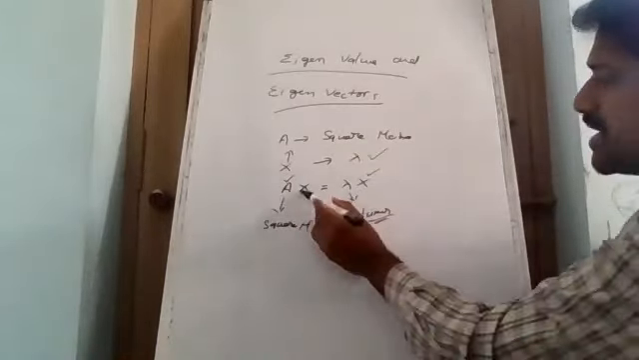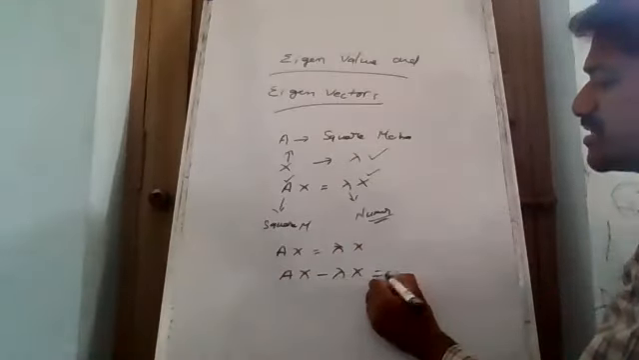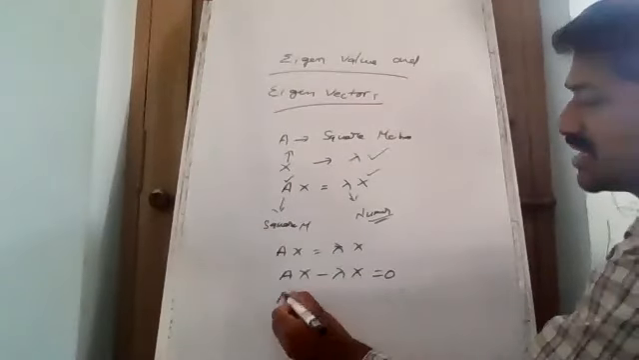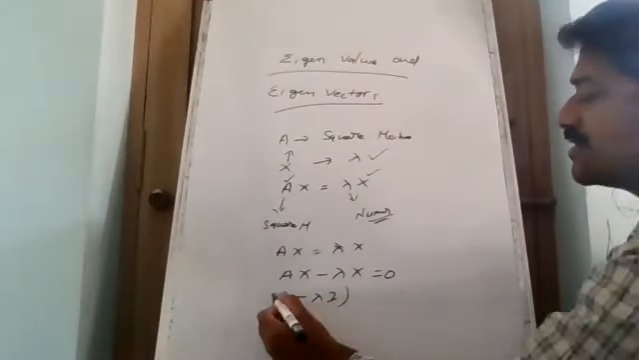So if Ax is equal to lambda x, that means Ax minus lambda x is equal to 0. That is, (A minus lambda I) into x is equal to 0. And the determinant of A minus lambda I is equal to 0 is called the characteristic equation.